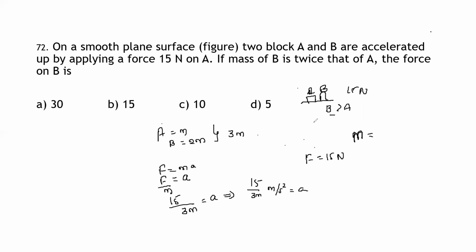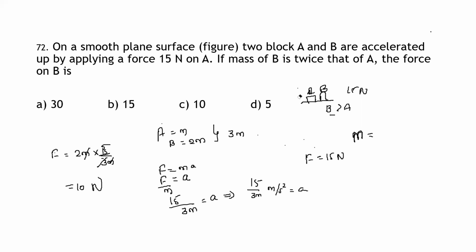Now here, according to Newton's third law, body A is exerting force on body B, and body B is exerting force on body A. So now I can take the force on B is equal to mass into acceleration. Mass is 2m and acceleration, as we just calculated, is 15 divided by 3m. So this m will get cancelled. 3 fives are 15, so 5 twos are 10. So 10 Newton is the force applied on it. So the correct option is option C, that is 10 Newton.